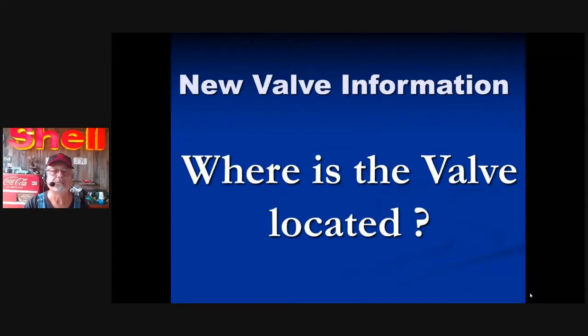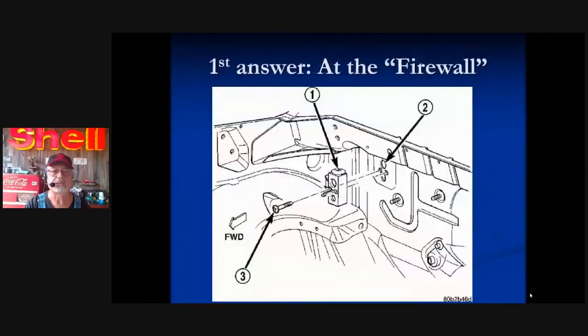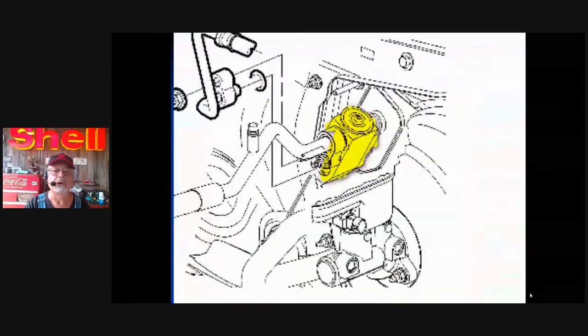New information about the valve. Where is it located? This is very important that you know, because these guys need attention. Two answers. The valves are located in two places. First place, at the firewall. The firewall is that area between the passenger compartment and the engine compartment. Sitting in the vehicle denotes left and right. This expansion valve is located on the right side of the engine compartment. It's underneath the hood at the firewall.